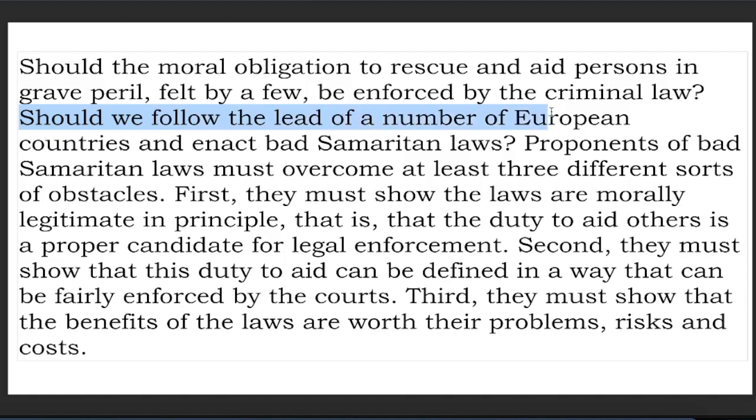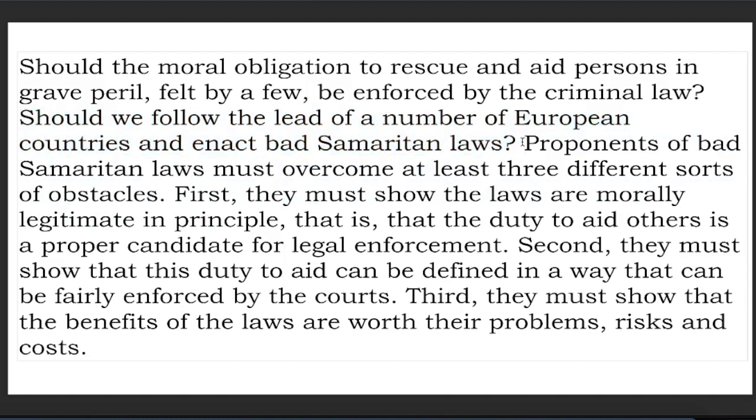So a very interesting question, and let me continue reading because this wasn't too much of a challenge. Should we follow the lead of a number of European countries and enact bad Samaritan laws? So the question is the same as earlier, that should it be a law to help people, and should it be enforced by criminal law? That means if you do not help, you will be put in jail or there will be a fine or something.